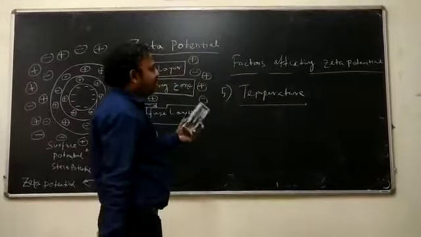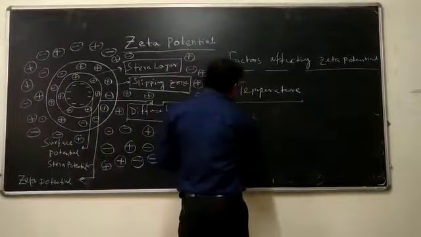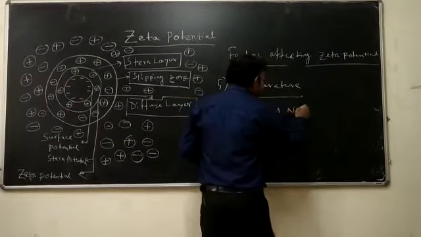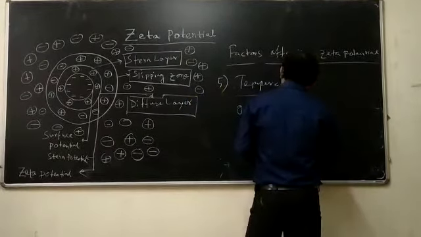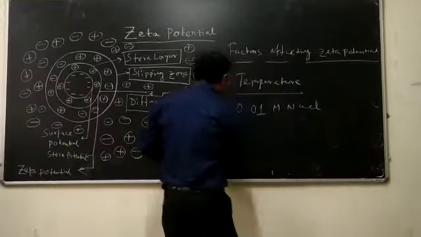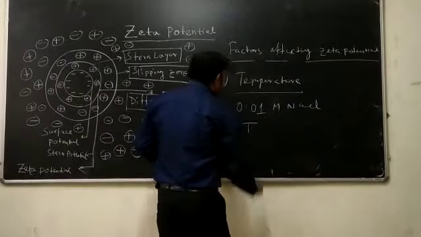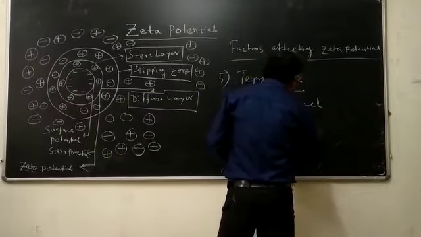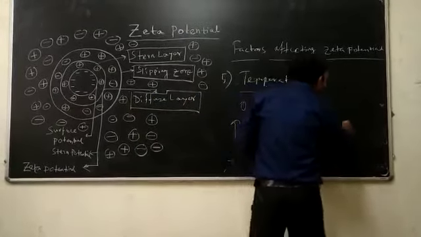So how do temperature and zeta potential relate? At the lower concentration, 0.01 mole NaCl, if we increase the temperature, what happens? The zeta potential first becomes negative and then decreases.